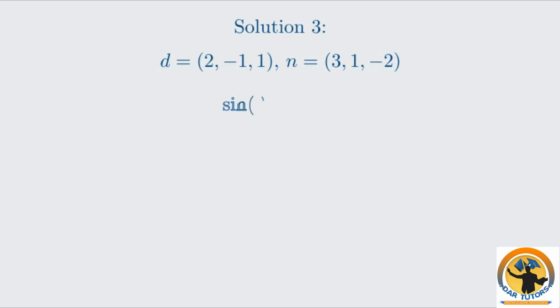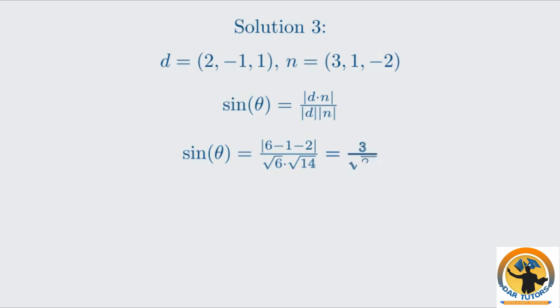For question 3, we use the formula for the angle between a line and a plane. We find the dot product of the direction vector and the normal vector, and their magnitudes. The sine of the angle is 1 divided by the square root of 6 times the square root of 14. The angle is approximately 6.0 degrees.